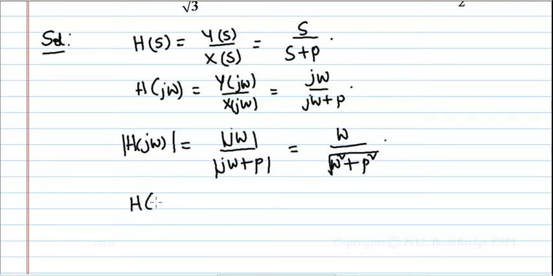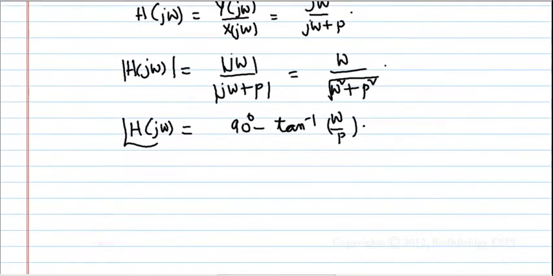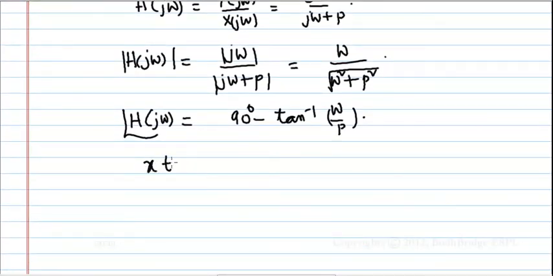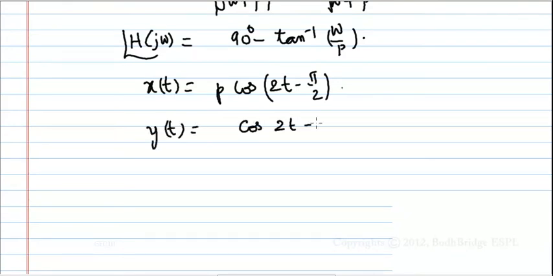Now we will find the phase of this transfer function H(jω), which is nothing but 90 degrees minus tan inverse of ω/p, because the phase of the j value is 90 degrees and the phase of a+ib is nothing but tan inverse of b/a, that is tan inverse of imaginary part by real part. Now we have found the amplitude and phase responses of H(jω). Given that x(t) is p cos(2t − π/2), and this is the input, and given that y(t) is cos(2t − π/3).